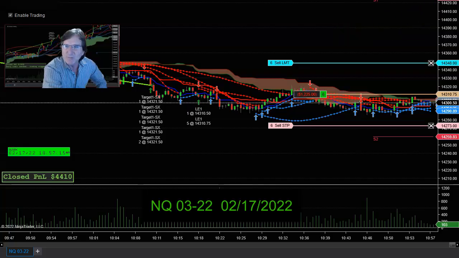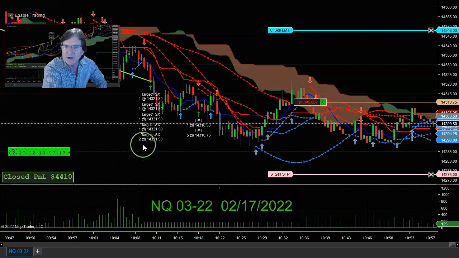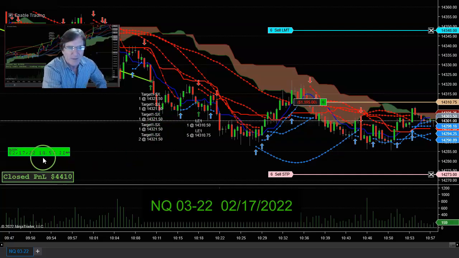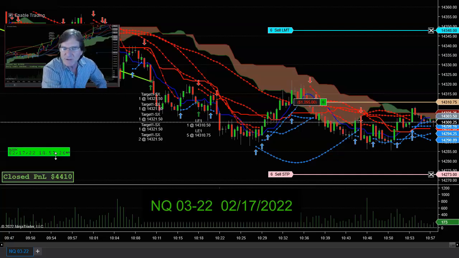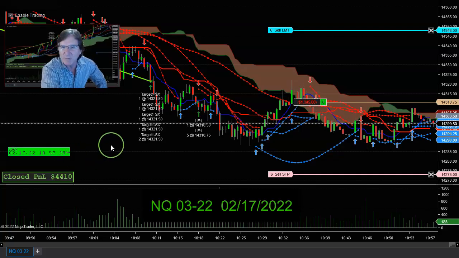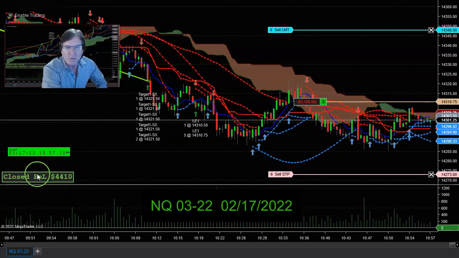So here we are coming back into the regular view, and this is where we are so far at 10:57 a.m. Pacific time, and we've been in this trade now for 2 hours, and this is the result right now.